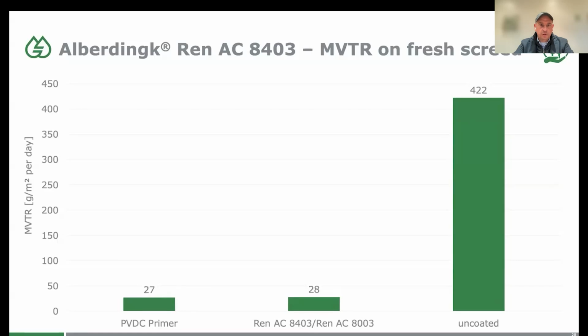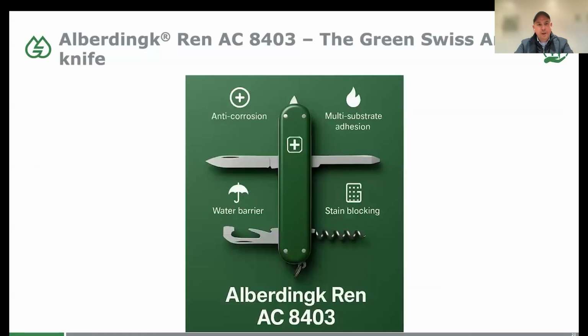PVDC used to be a dominant coating binder in metal coatings. And it still is a dominant primer in construction coatings as a moisture suppressant. And it's also a very, very big material in packaging coatings, where we have food contact compliant versions of the technology, which can also stop moisture and which can also replace PVDC.